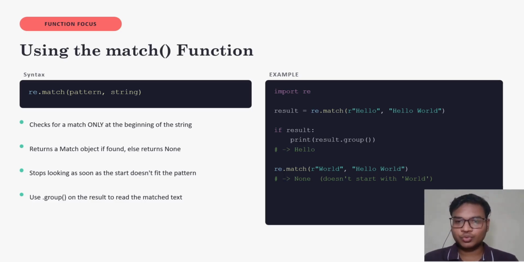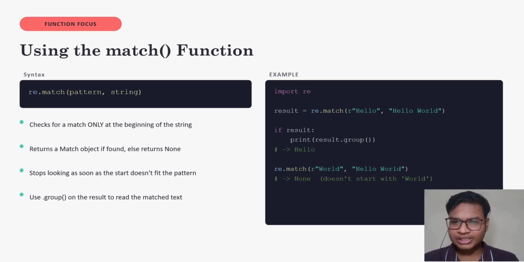So what we have to do at this time, we have some syntax. These are the syntax: re.match(pattern, string). Remember, first, it checks for a match only at the beginning of the string. Second, it returns the match object if found, else returns None. Third, it stops looking as soon as the start doesn't fit the pattern. And fourth, use .group() on the result to read the matched text. So these are the uses of the match function, and these are some examples.